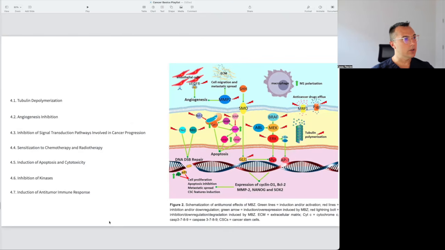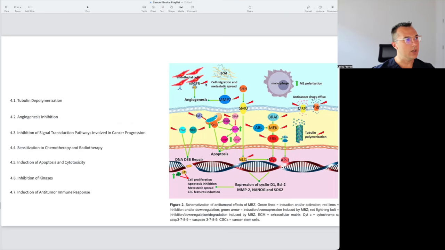So I broke this paper down into its sub-chapters, and it goes along nicely with this graphic that was also part of this paper, which is looking at tubulin depolymerization, angiogenesis inhibition, inhibition of signal transduction pathways involved in cancer progression, sensitization to chemo and radiotherapy, induction of apoptosis and cytotoxicity, inhibition of kinases, and induction of anti-tumor immune response. And so each place there is a red lightning bolt, there is an inhibition of that process, either by decreased expression or by direct inhibition. And anywhere you see a green line, then mebendazole is having an induction or an activation effect at that level. And so I'm going to start with the top left here and look at angiogenesis.